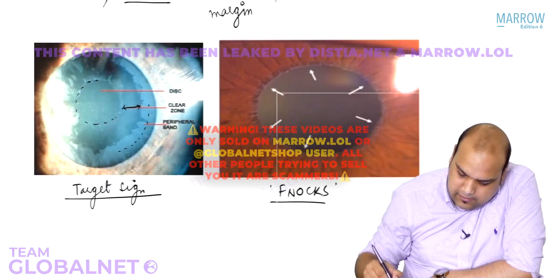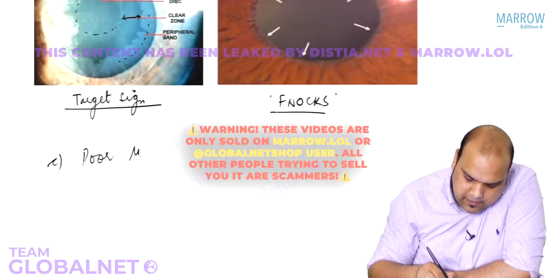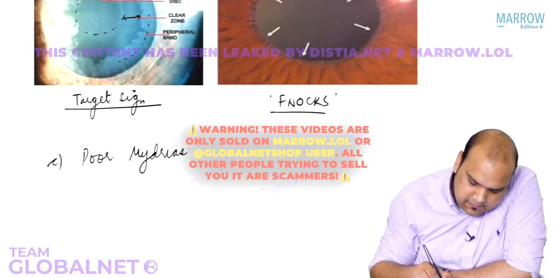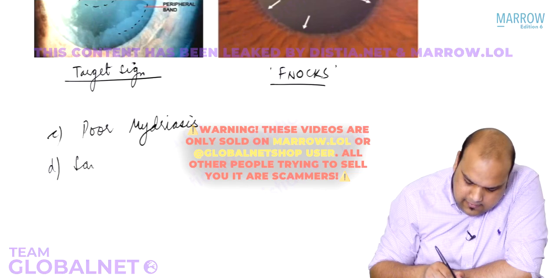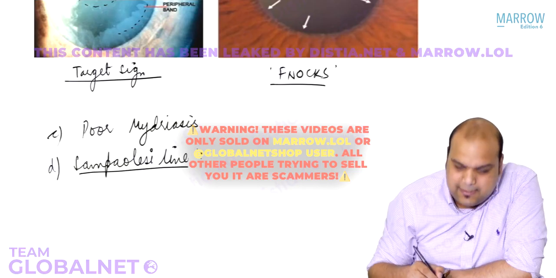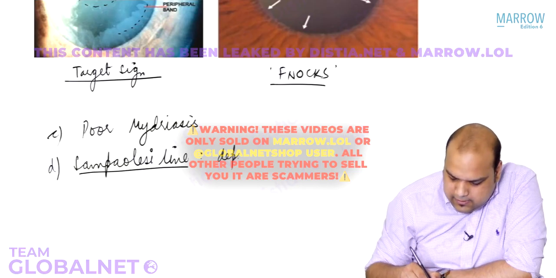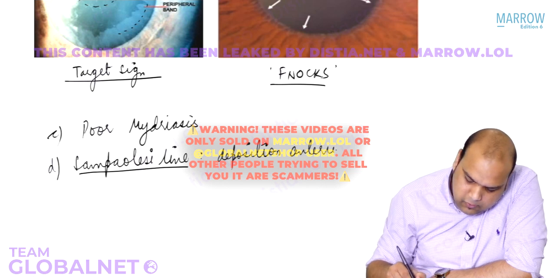Then, apart from these two, another important sign is poor mydriasis. Pupil is not able to dilate. Then, Sampaolesi line. Sampaolesi line is deposition anterior to Schwalbe's line.